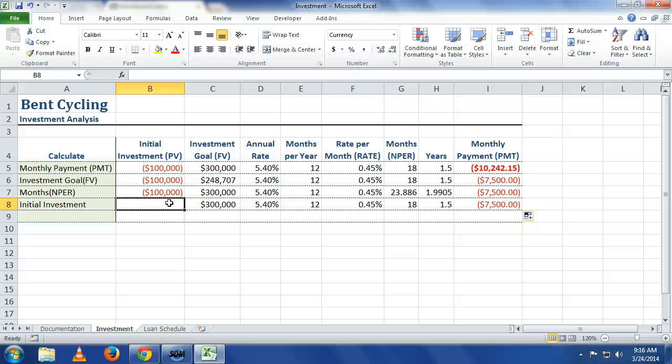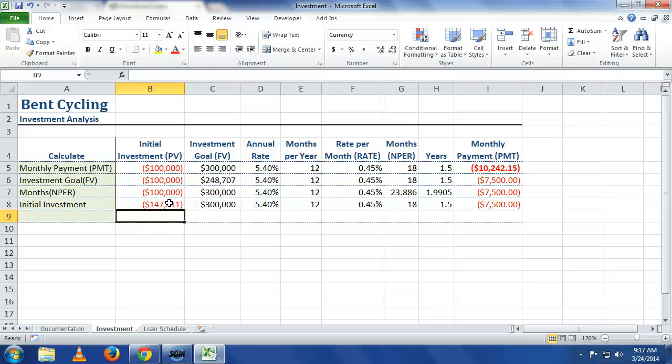So this formula is equal PV, or the present value. And this one I'm going to give it the rate, which is F8. The number of periods, which is G8. The payment amount, which is 7,500 or I8. And the future value I want to get to, which in this case is C8. I hit enter. And it tells me if I want to get to 300,000 by stocking away 7,500 a month for 18 months, I better start out with $174,000. Okay, so in this case, present value is the unknown.